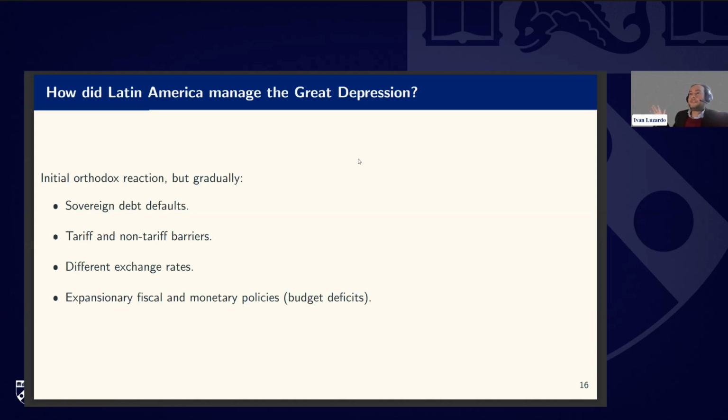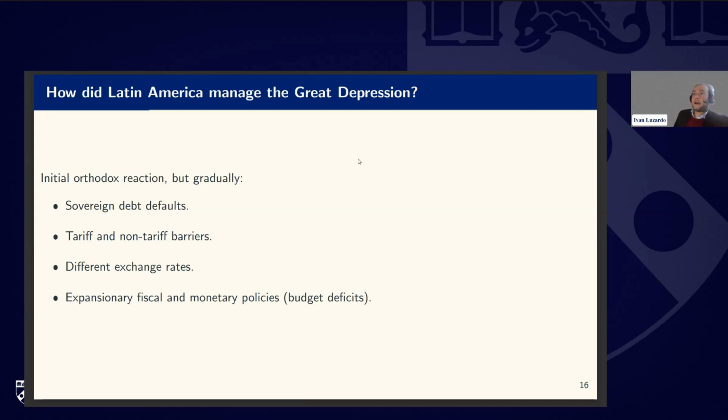And what we will see throughout the 30s is a new round of sovereign debt defaults. Also, we'll see an increase in protectionism. We will see the rise of tariffs and non-tariff barriers. So it will be more complicated, for instance, to import in Latin America. And also, if the external sector is not anymore what is boosting Latin America's economic activity, the only remaining option for these countries was their internal market. So basically, it was a matter of survival in this stage of the depression.